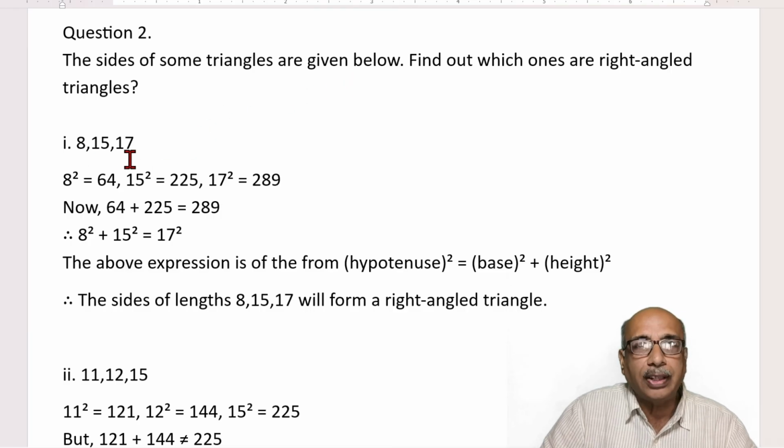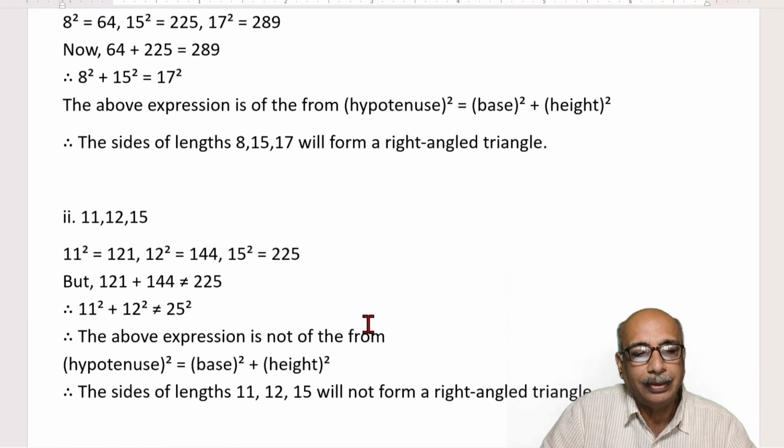8, 15, 17. 8 square is 64, 15 square is 225, 17 square is 289. Now 64 plus 225 equals 289. Therefore, 8 square plus 15 square equals 17 square. The above expression is of the form hypotenuse side square equals base square plus height square. Therefore, the sides of lengths 8, 15 and 17 will form a right angle triangle.